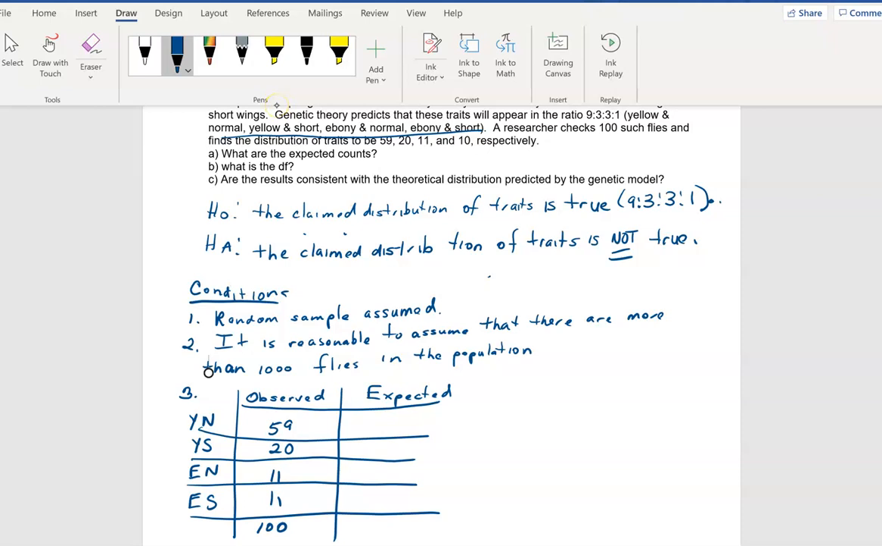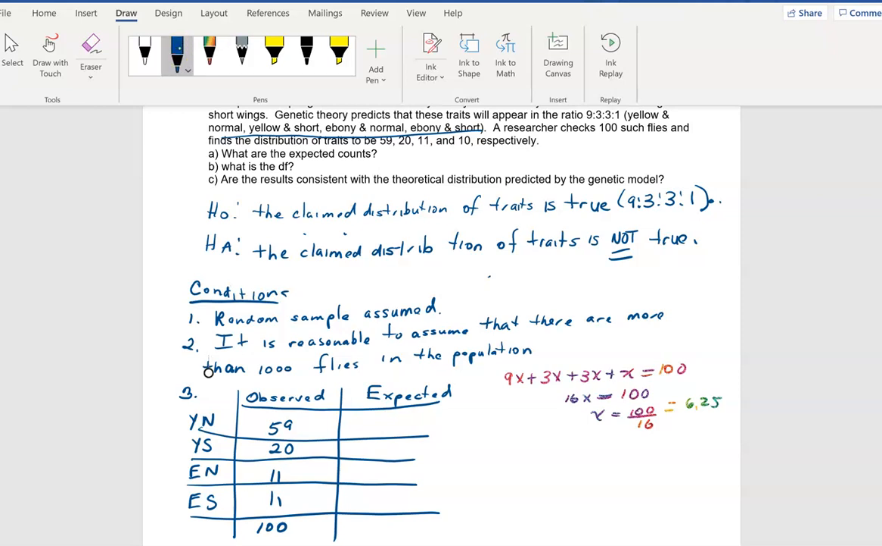For the expected count, we're not given percentages, but we're given a ratio. And so we can calculate it out. There are many ways to do it. One way is to make a tiny little algebraic equation. We know the total count has to equal 100. So 16x is equal to 100. x is equal to 100 over 16, which equals 6.25. I'm not even going to round.